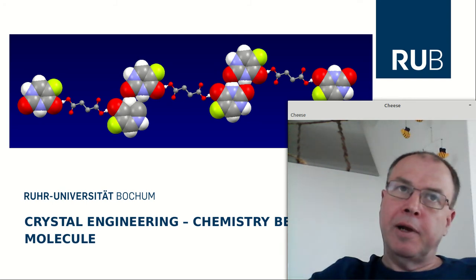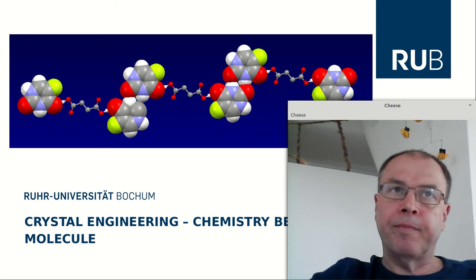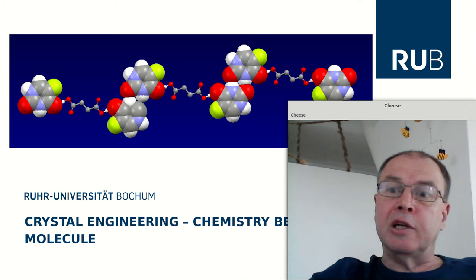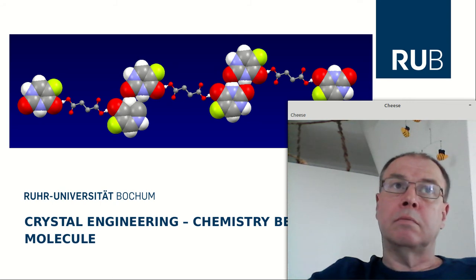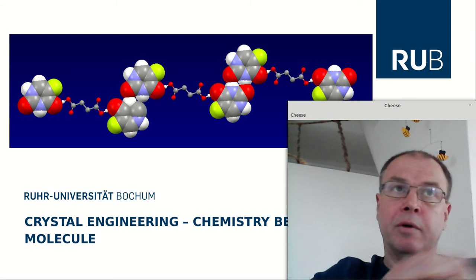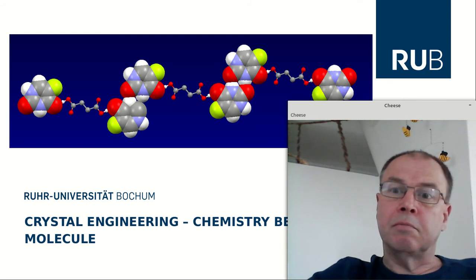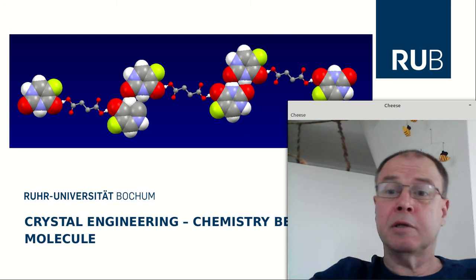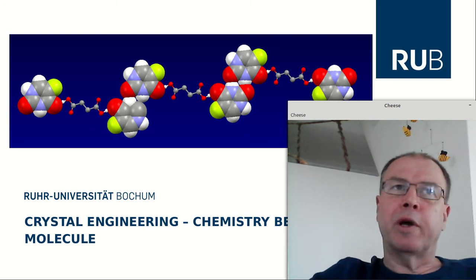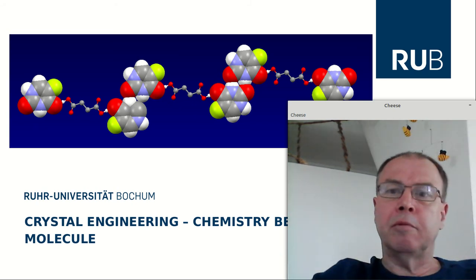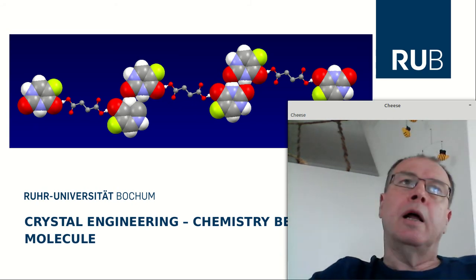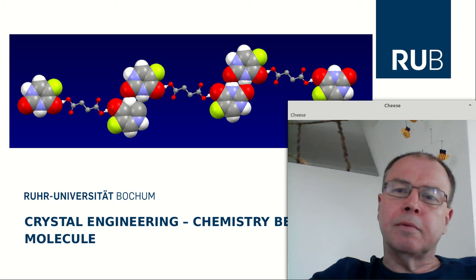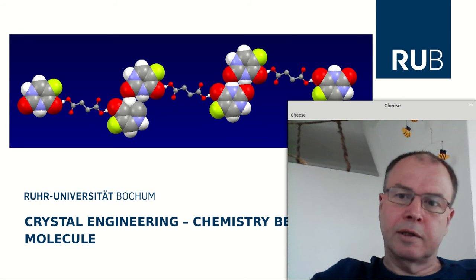Halogens play a very important role in crystal engineering. We talk about halogen bonding acceptors and halogen bonding donors, and I have shown you some impressive examples where you can use halogens like iodine, bromine and chlorine to build up, to construct desired crystal structures.